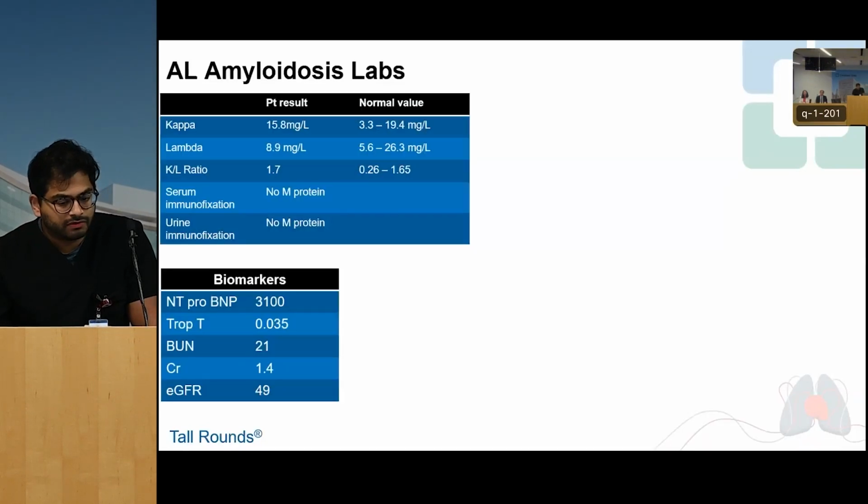Based off of these studies, an amyloidosis evaluation was initiated, and that was started with a light chain survey. And his kappa lambda ratio was just a bit over the normal limit, but normal nonetheless. And he did not have an M protein spike on immunofixation. His biomarkers were notable for an NT-proBNP of 3100, a troponin of 0.035, and creatinine of 1.4 with a mildly reduced GFR.